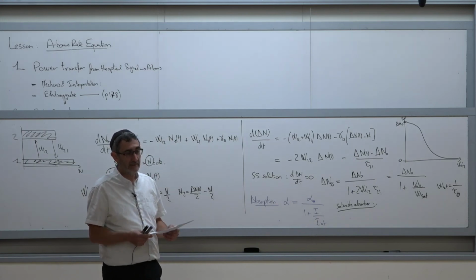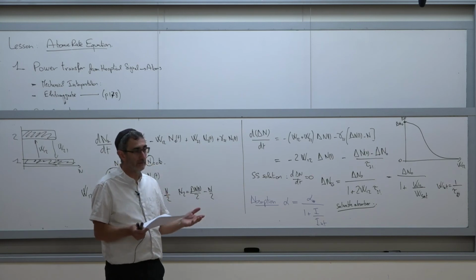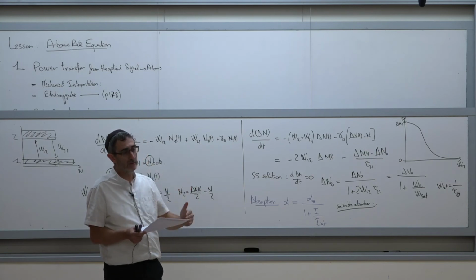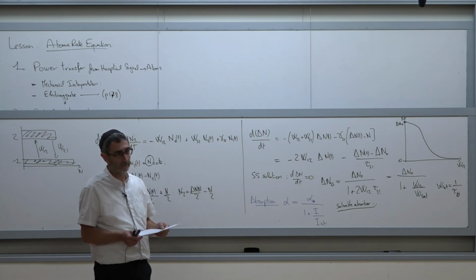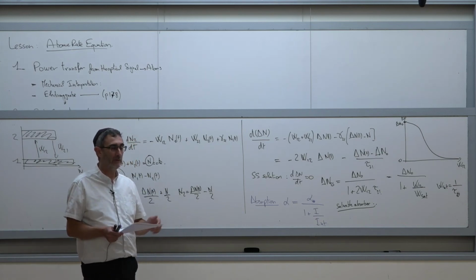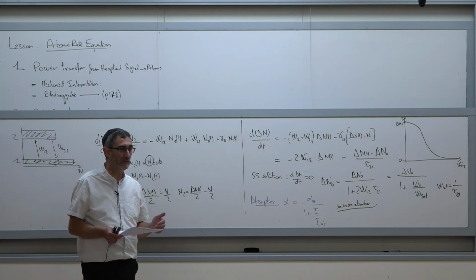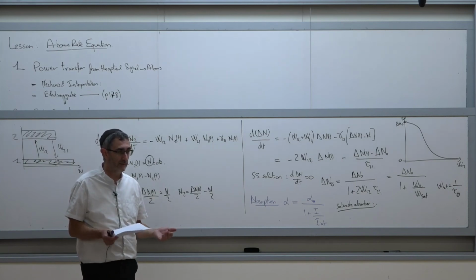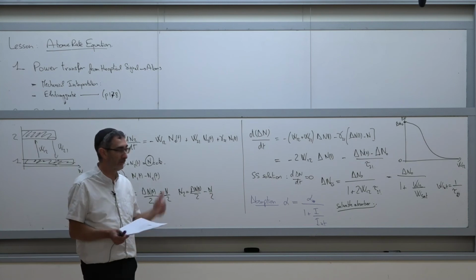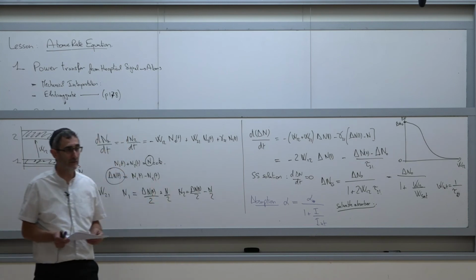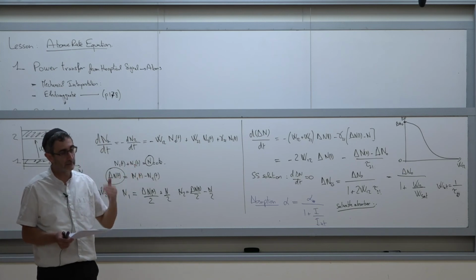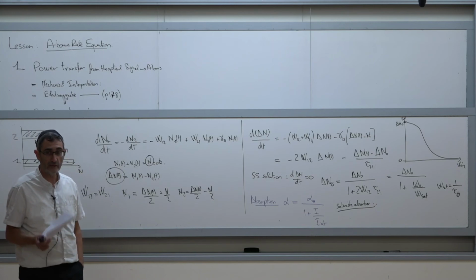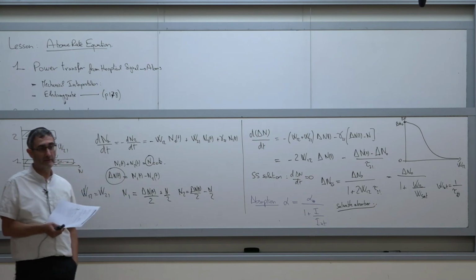Because in the steady state, we reach the maximum you can have, which is n2 equal to n1. So they cannot be absorbed anymore. It's not that level 2 is completely full, but the system cannot accept more. That's the characteristic of a two-level atom. You cannot have more atoms in the higher level than in the lower level.